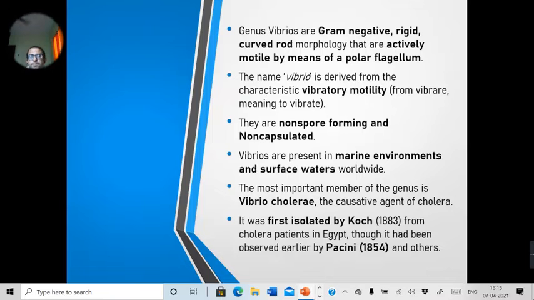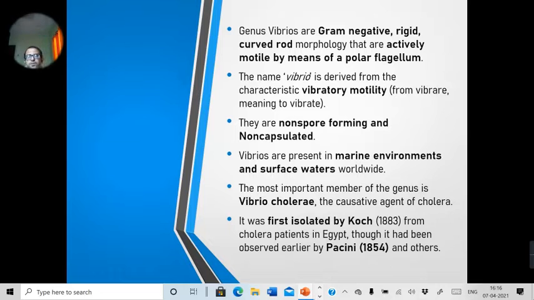They are also non-capsulated, means they are not producing any capsule. Now you have studied the bacterial ultrastructure. In that we have seen the outermost layer which is made up of polysaccharide that we call capsule. Such type of layer is totally absent in this Vibrio genera. And these Vibrio bacteria are mostly observed in marine and surface water.